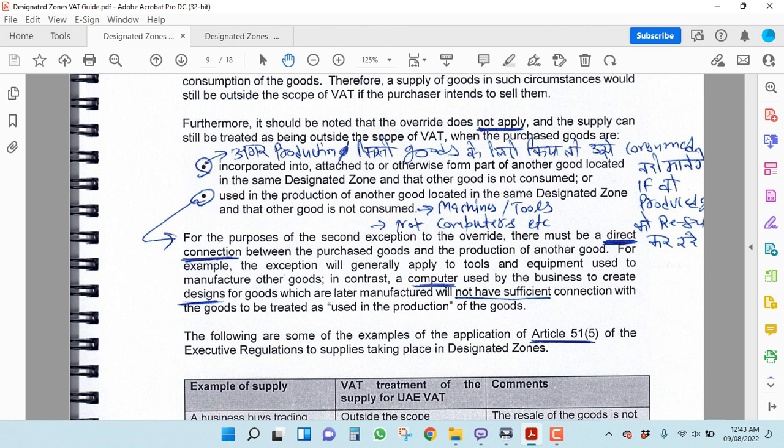For example, the exception will generally apply to the tools and equipment used to manufacture the goods. In contrast, a computer used by businesses to create designs for goods which are later manufactured will not have sufficient connection with the goods to be treated as used in the production of the goods.